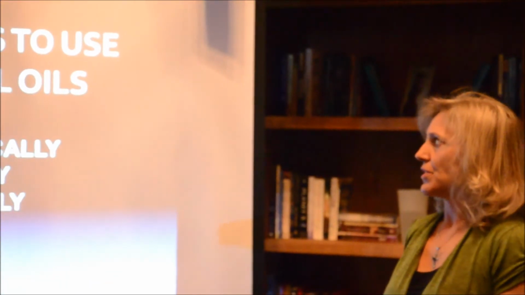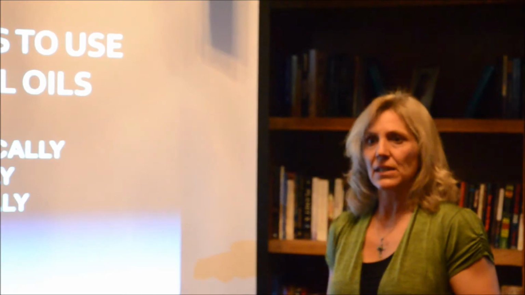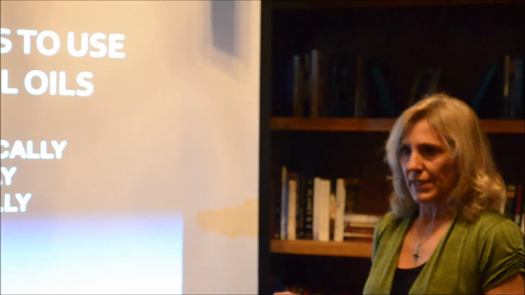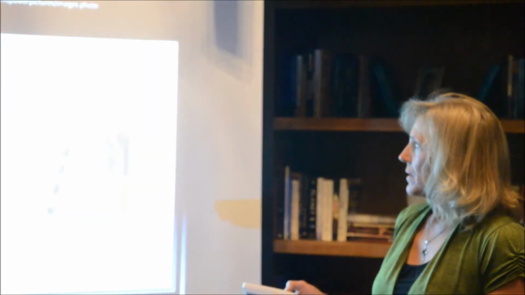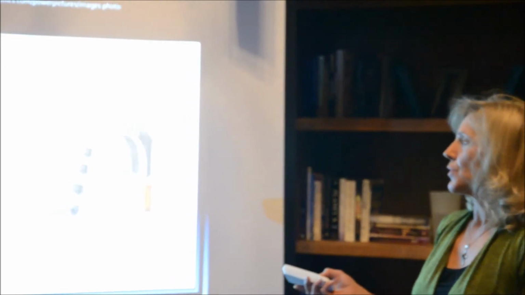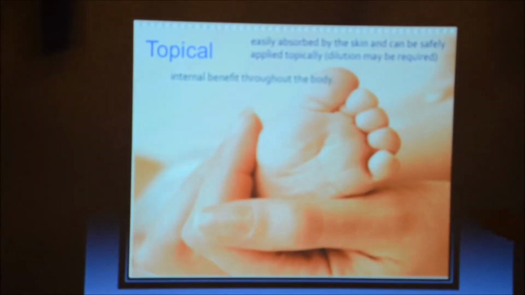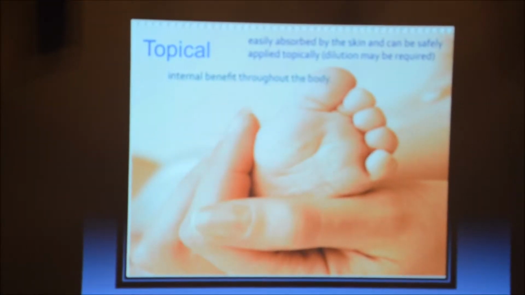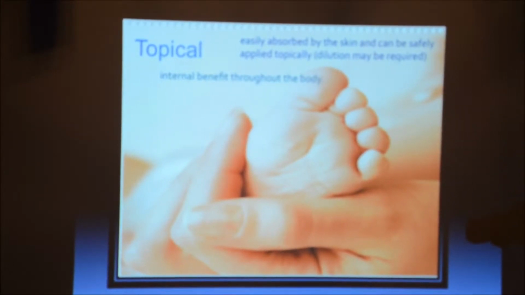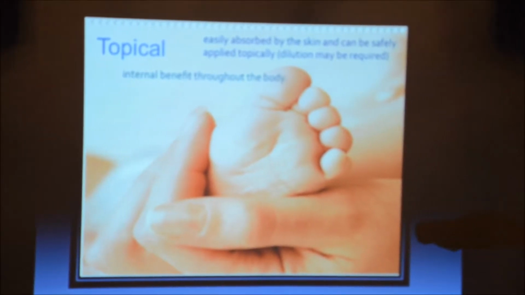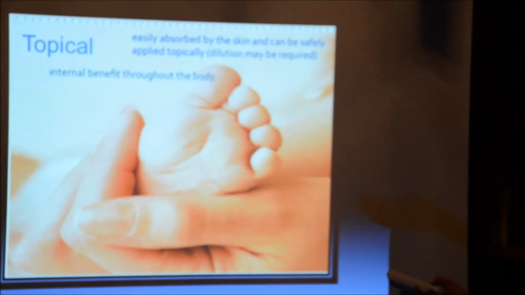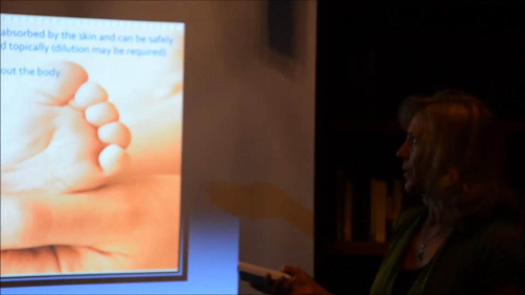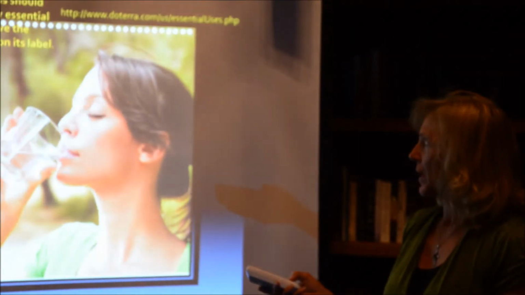The 3 ways to use essential oils. You can use them aromatically, topically, or internally. Aromatically is from diffusers, or you can have a bath or a steam and inhale them. Topical, it's easily absorbed by the skin and can be safely applied topically, but dilution often is suggested and required. And the internal benefit, it goes throughout the body, even though the skin will absorb it in your feet or reflex points of your body.